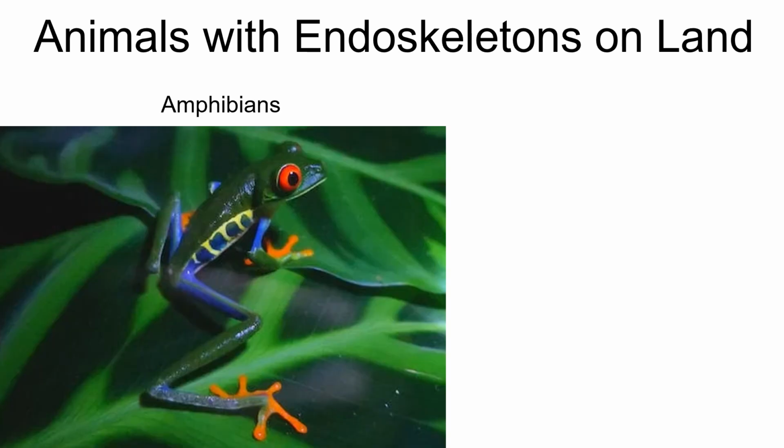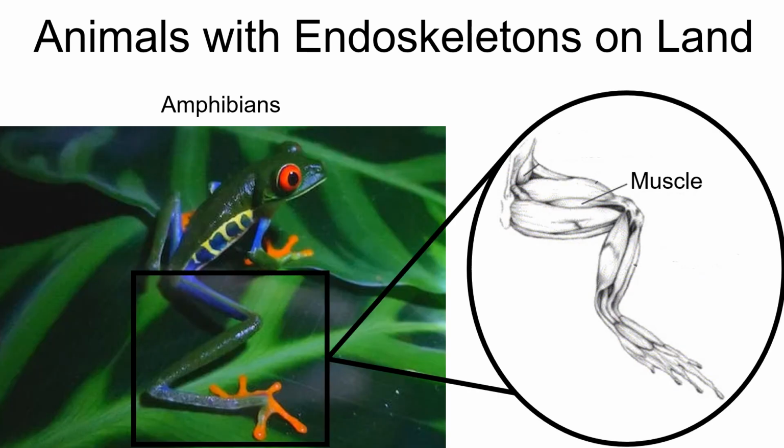Animals with endoskeletons, like amphibians, lived in both water and on land, having mineralized cartilage and calcified bones to support their body weight, as well as supporting muscles for movement.